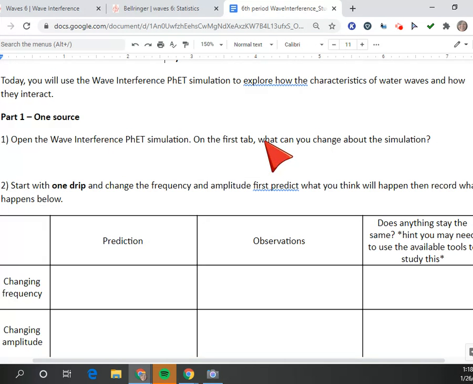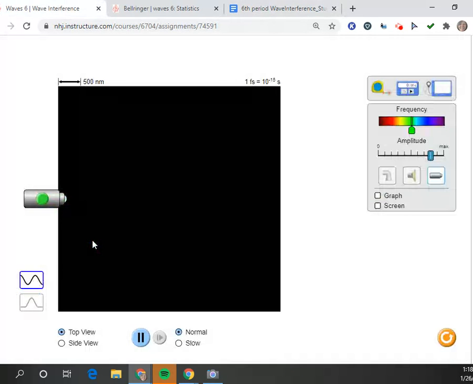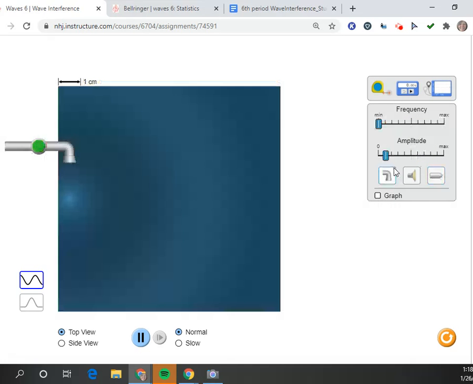On the first tab, what can you change about the simulation? This question is asking you to describe what you see. So we're going to go to the first tab. What can we change? Well, we can change the frequency. We can change the amplitude. So let's go back to water. If I change the frequency to max from min, what's going to happen?